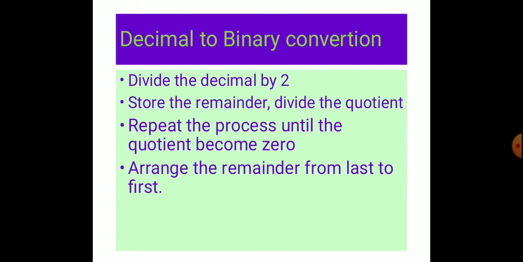Second one, store the remainder and divide the quotient. The remainder is to be written at the right side and quotient is to be written down. Okay. Next, repeat the process until the quotient becomes 0 or until quotient becomes lesser than 2. Then arrange the remainder from last to first.